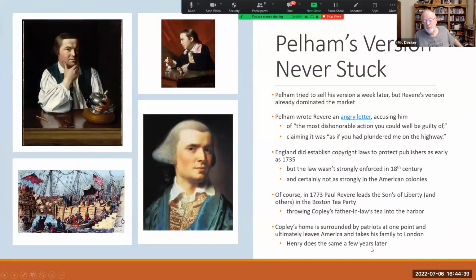By the way, the Art Resource Guide does not mention this. Copley's home, later on, in late 1773, 1774, is surrounded by patriots at one point, and he's very scared for his life and his family. That's what helped push him over the edge. Finally, he follows Benjamin West's advice and does what Benjamin West did, goes to London, never to come back to the colonies. Henry follows him a few years later.